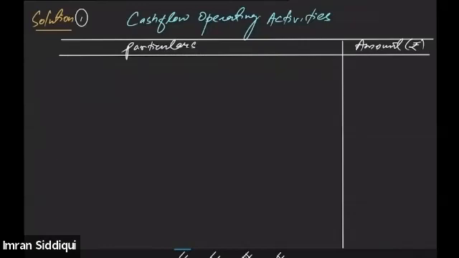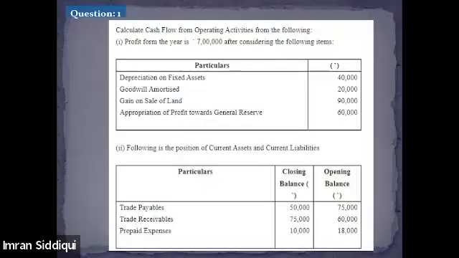All right. So let's go back to the question. See, the first thing that is given in the question is profit for the year 7 lakh after considering the following items. So this profit has been calculated after subtracting the depreciation on fixed asset, goodwill amortized, gain on sale of land, appropriation of profit toward general reserve.